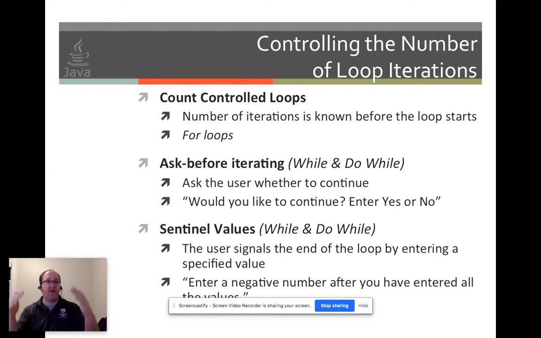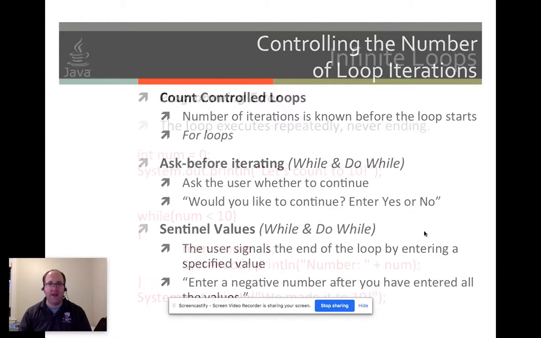The loop control variable in the for loop. Do you want to ask the user to enter a yes or no? Do you want to have them enter a negative value? Or do you want it to be somehow calculated? Those all sound like while loops to me.